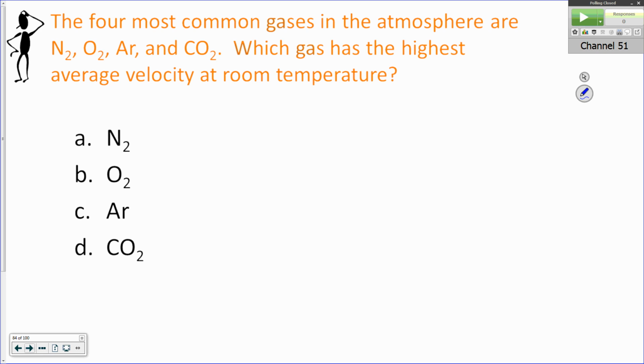Okay, so here are the four most common gases in the atmosphere: nitrogen, oxygen, argon, and CO2. Which one is going to have the highest average velocity at room temperature? Answer it yourself question.